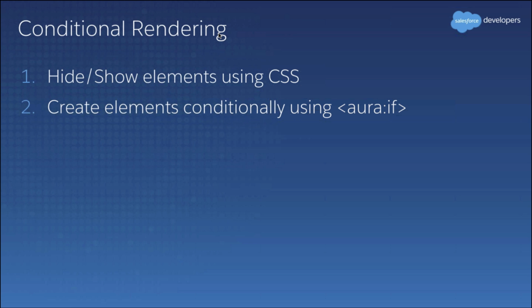Another thing that you often need to do in an application is to render elements conditionally. Sometimes they need to be visible, sometimes not. Now, there are two traditional approaches to implement that. The first one is to use CSS to simply hide and show elements. And the second one is to conditionally create these elements using aura-if.